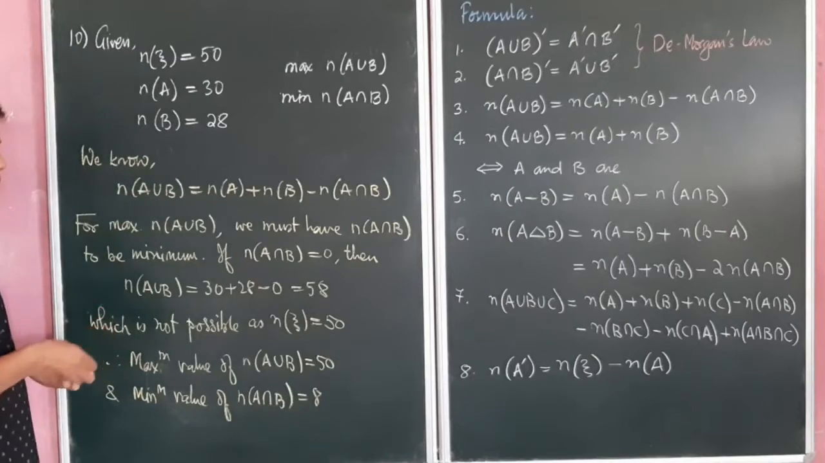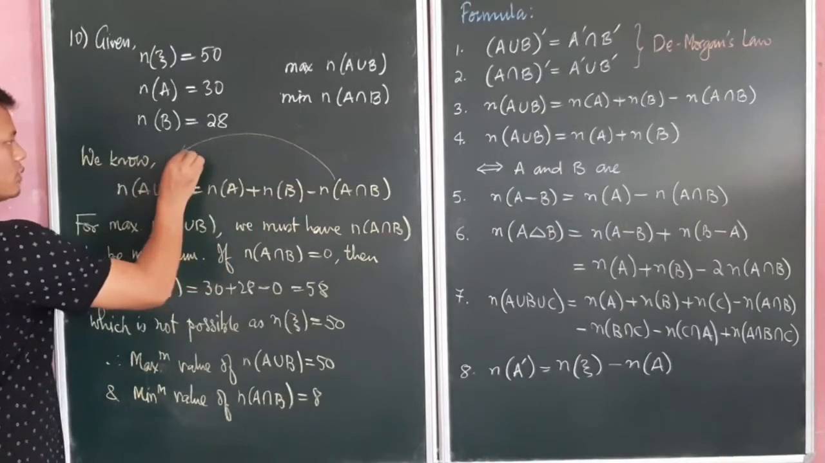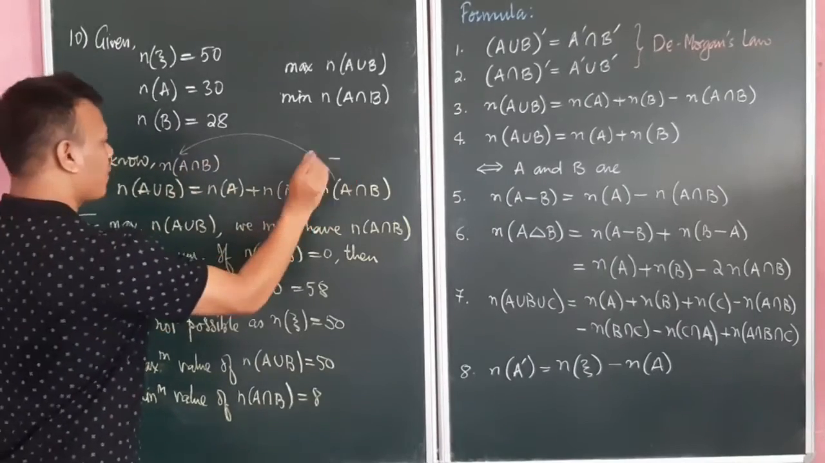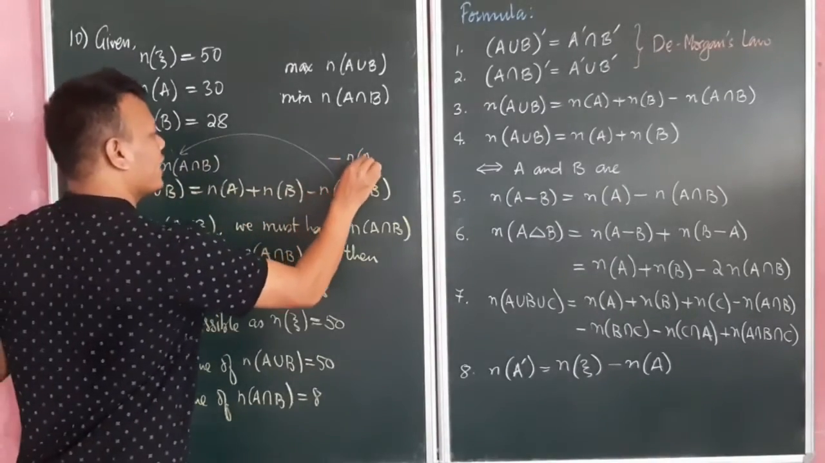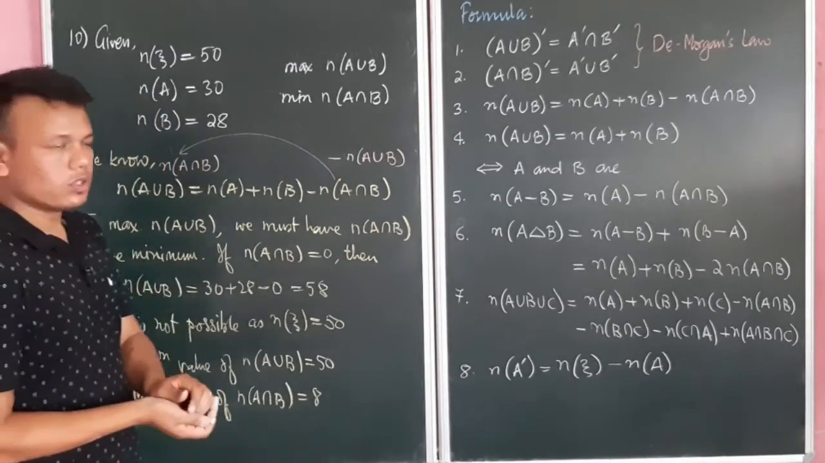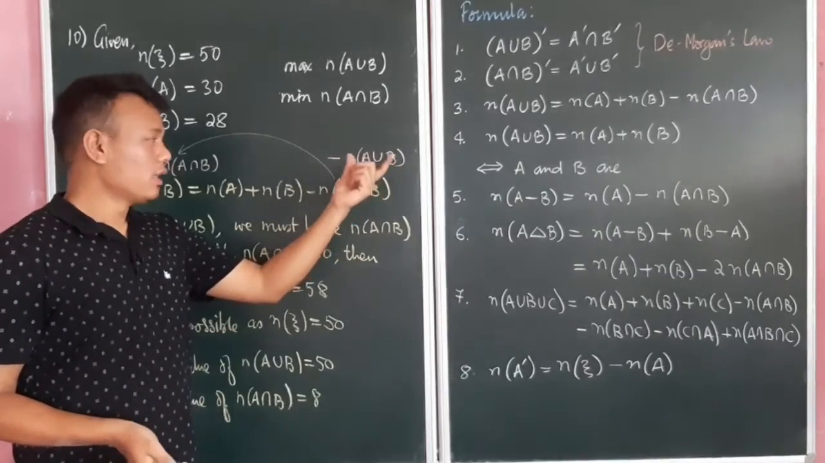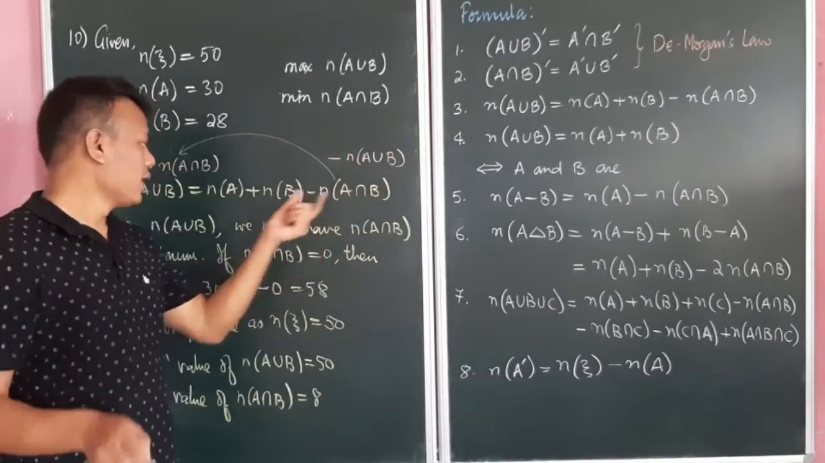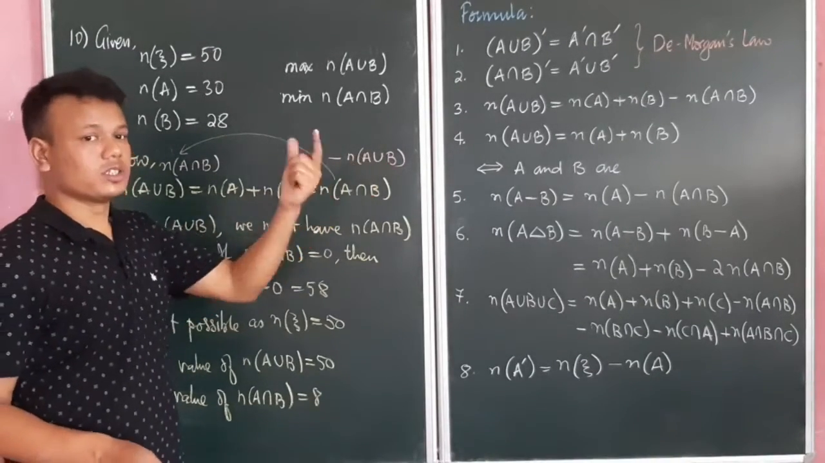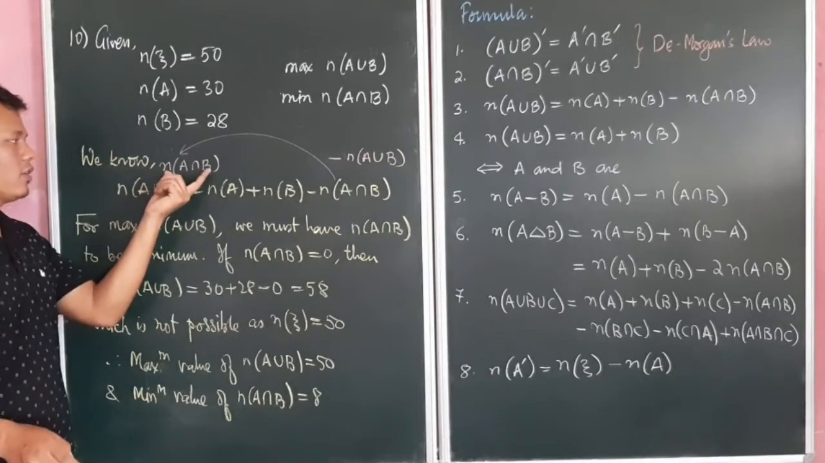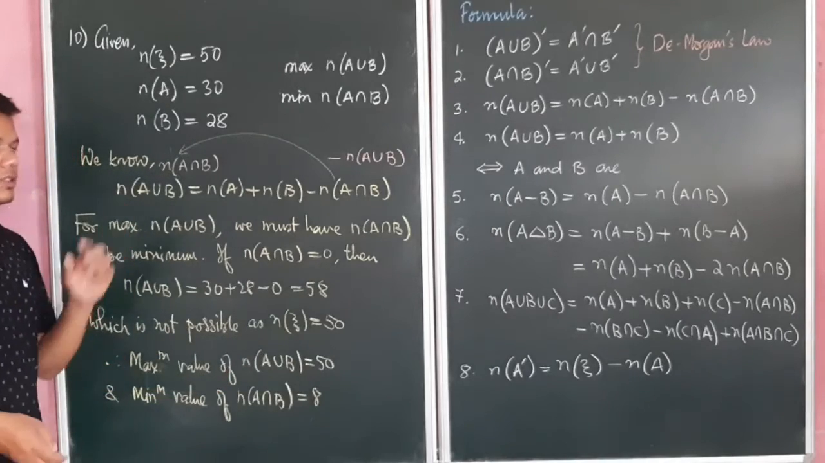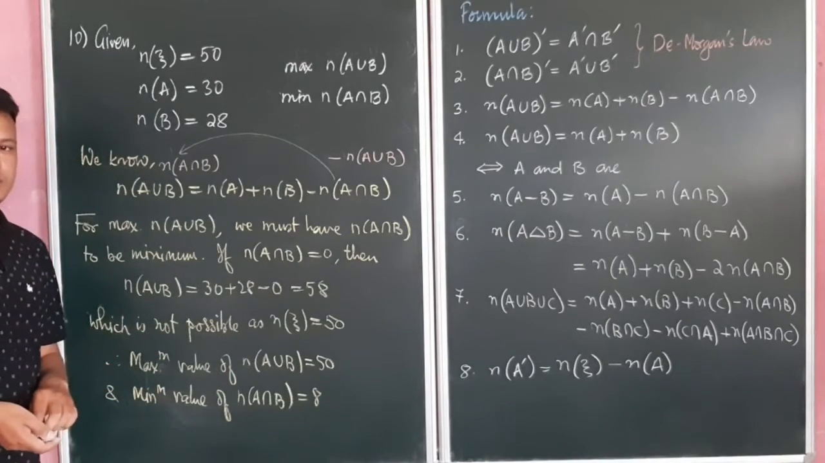Now what I am going to do is, let me take this out here. So you will have n of A intersection B, and here you will have minus n of A union B. Now in order to make this minimum, you have to make this maximum, isn't it? Now what is the maximum value of this? This is 50, right? And this is 30 plus 28 is 58. 58 minus 50 is how much? It is 8. So the minimum value of n of A intersection B will automatically be 8. Alright. So this is how we do this kind of sum. Pause the video and note it down.